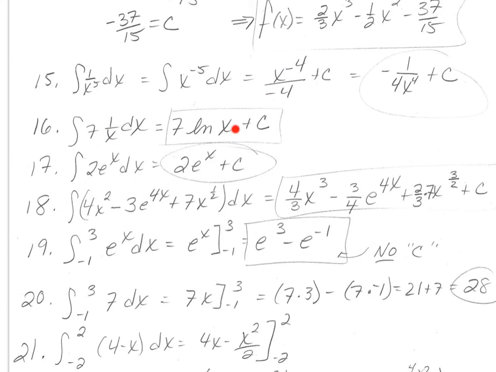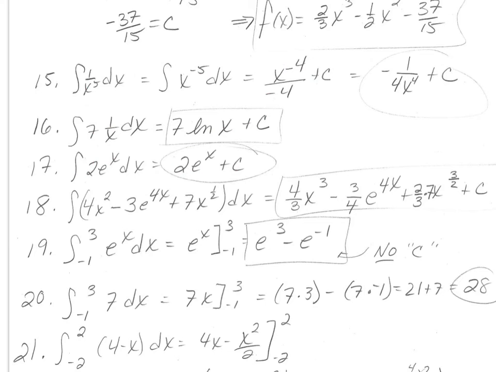And that is the natural log of x. Remember, we are assuming that x is positive when we've got it inside a logarithm. Don't forget the c. For 17, what function has a derivative of e to the x? It's e to the x. The 2 comes along for the ride. Check it. What's the derivative of 2e to the x? 2e to the x. So we're right. Derivative of a constant is 0.